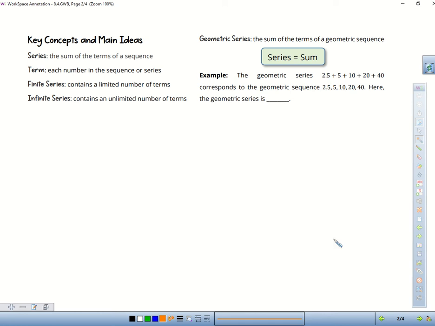Okay? So in this case, if we want to convert this geometric sequence right here to a geometric series, we would simply add up all the terms, which would give me 77.5 as my sum. Okay?